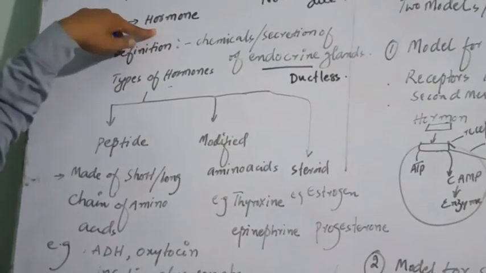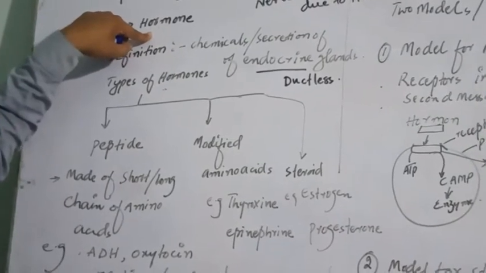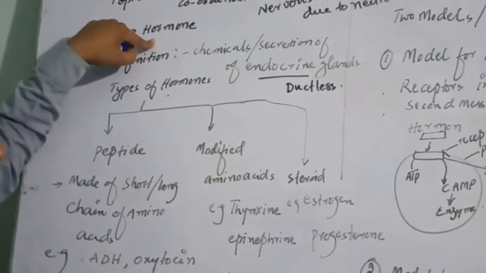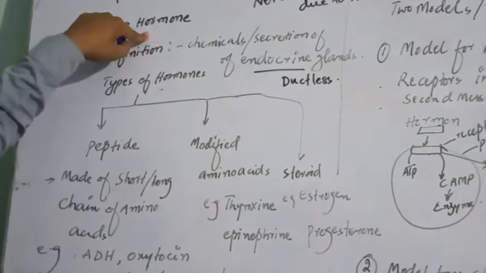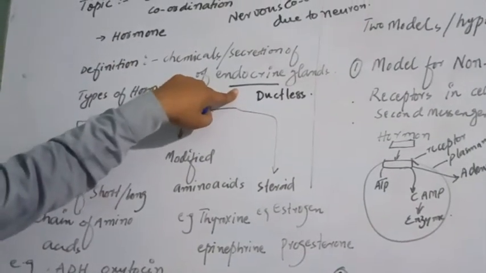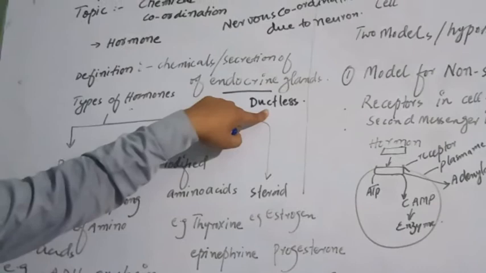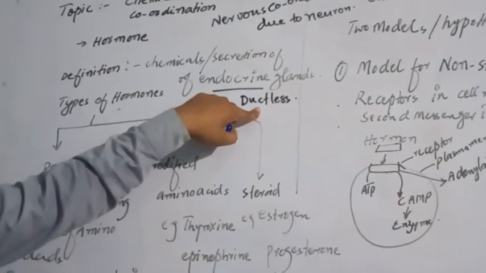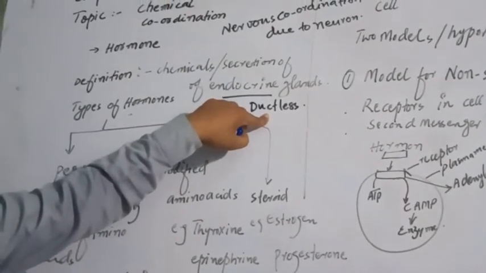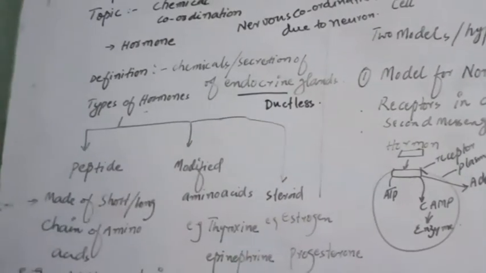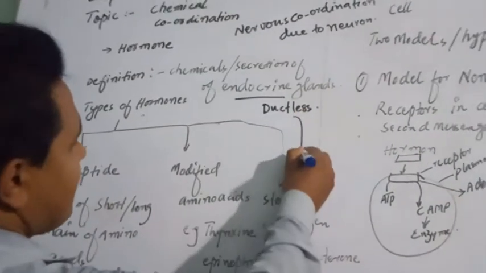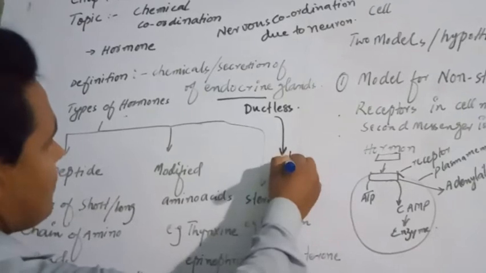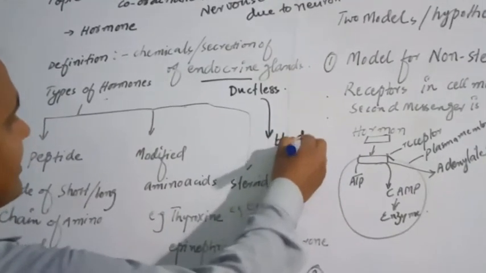This is the definition of a hormone. Hormones are those chemicals that are secreted only from the endocrine glands, and they are called ductless glands because they have no ducts, no tubes. Their secretion goes directly into the blood stream.